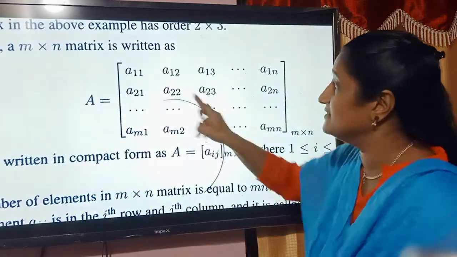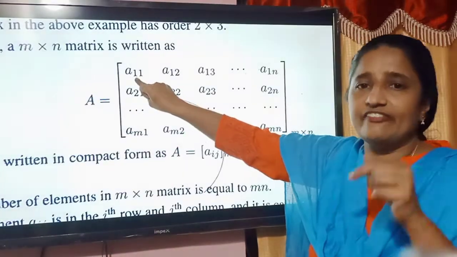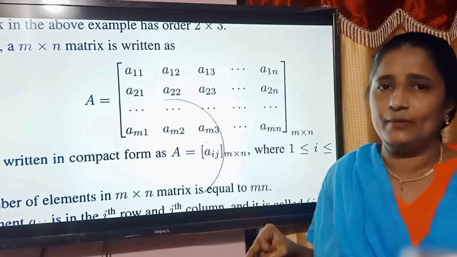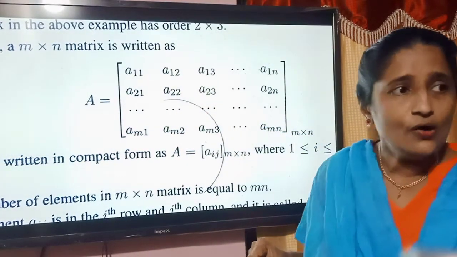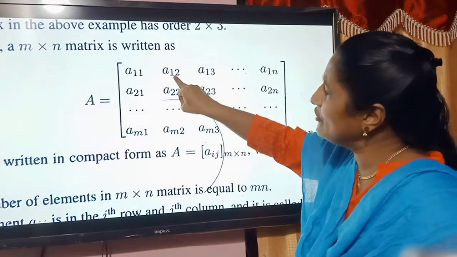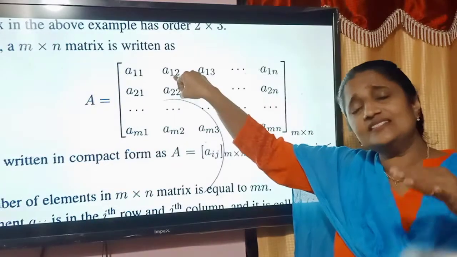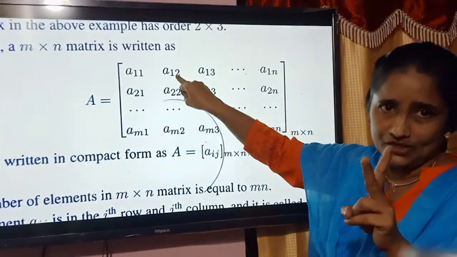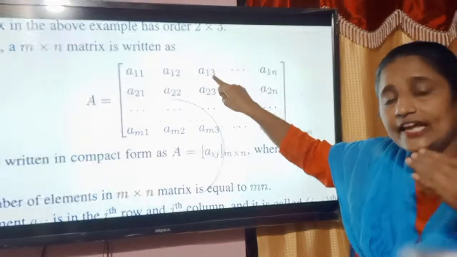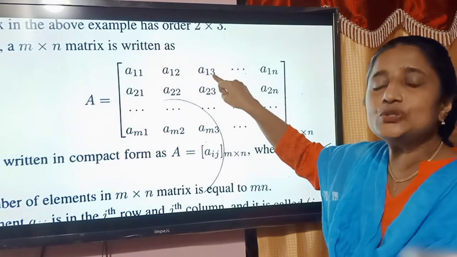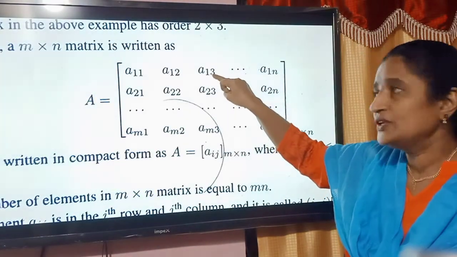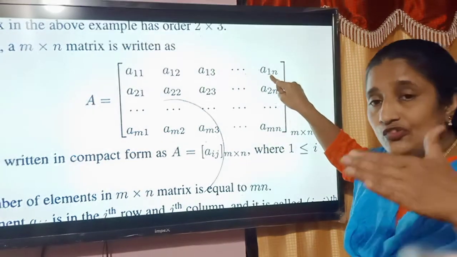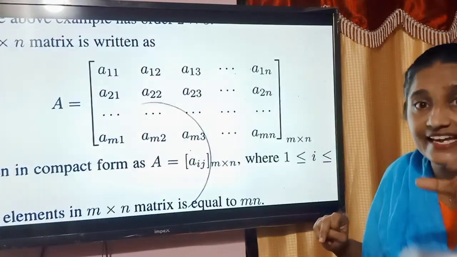What does it indicate? What is the meaning of A11? A11 means the first row, first element. Do you clear? What is the meaning of A12? A12 indicates the first row, second element. What is the meaning of A13? A13 indicates the first row, third element. Similarly, what is the meaning of A1n? A1n indicates the first row, nth element.